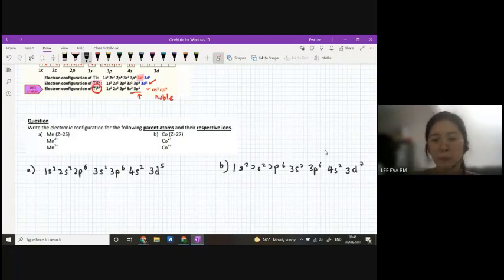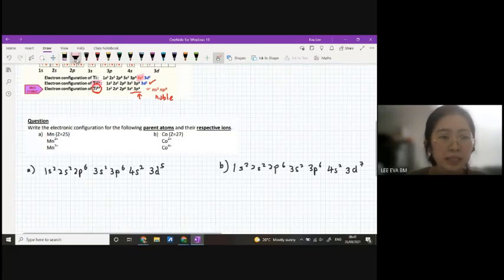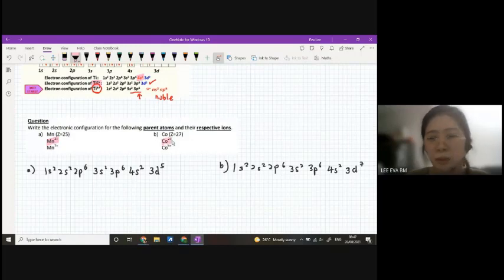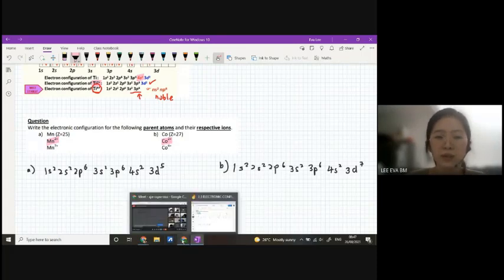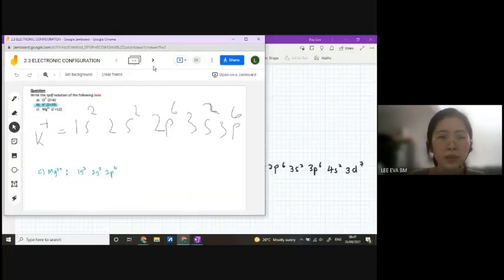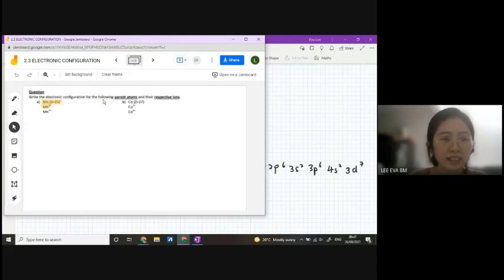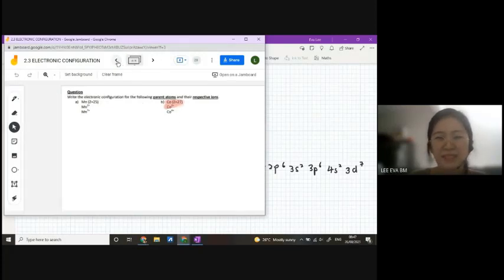So all together, the numbers over here represent the total electrons as well as the proton number. Okay. So now, can I have two volunteers again? Madam wants you to write out the manganese 2 plus and also the cobalt 2 plus, also in the same Gembot. It will be on the third slide and the fourth slide.